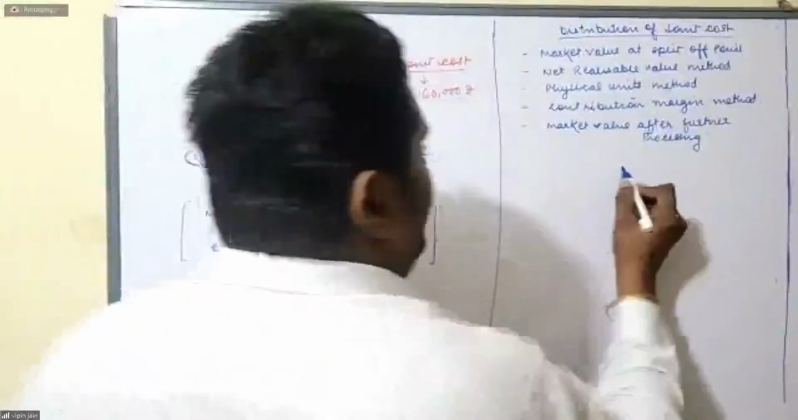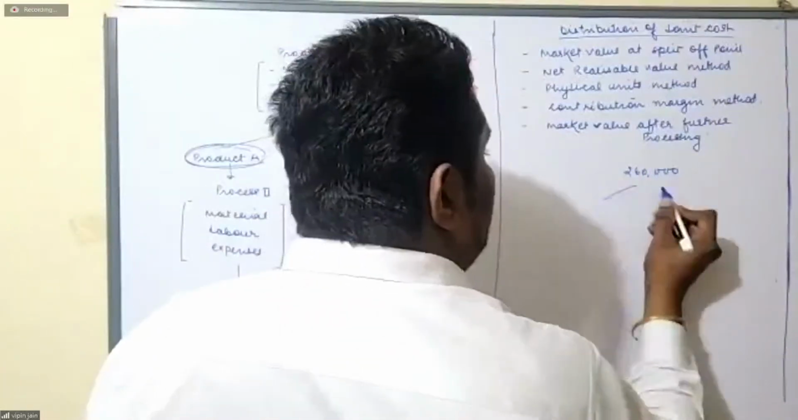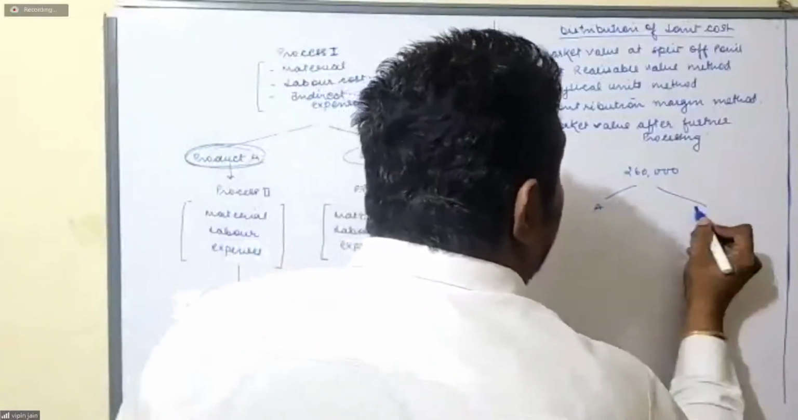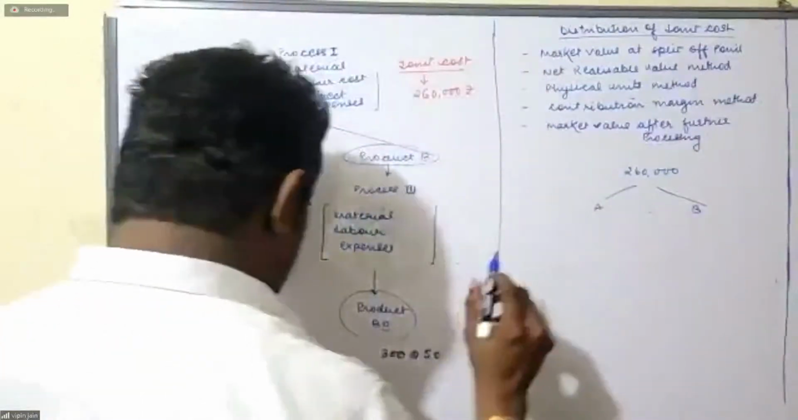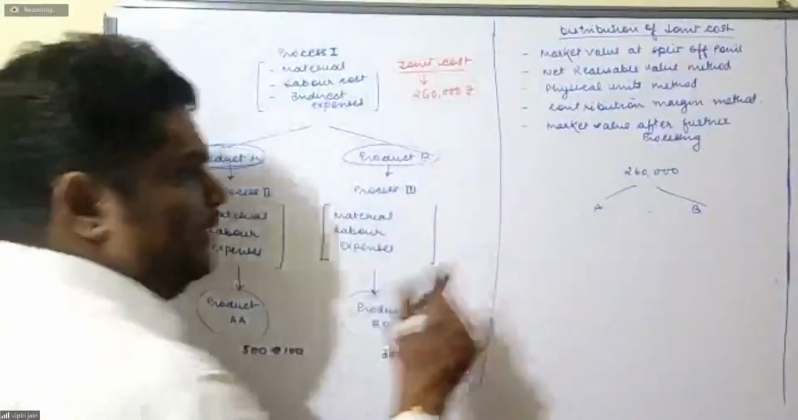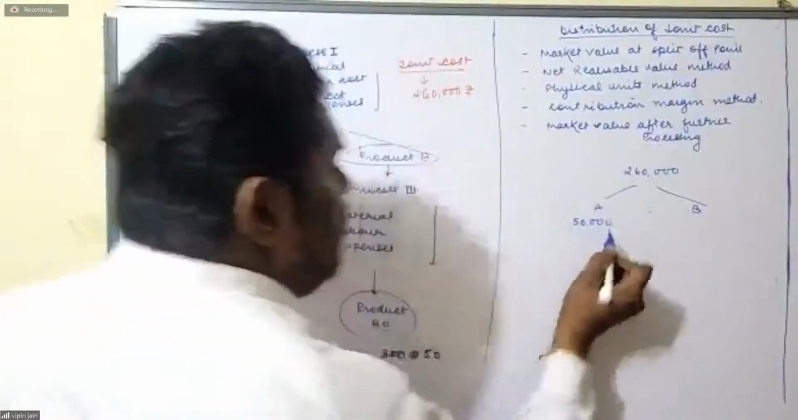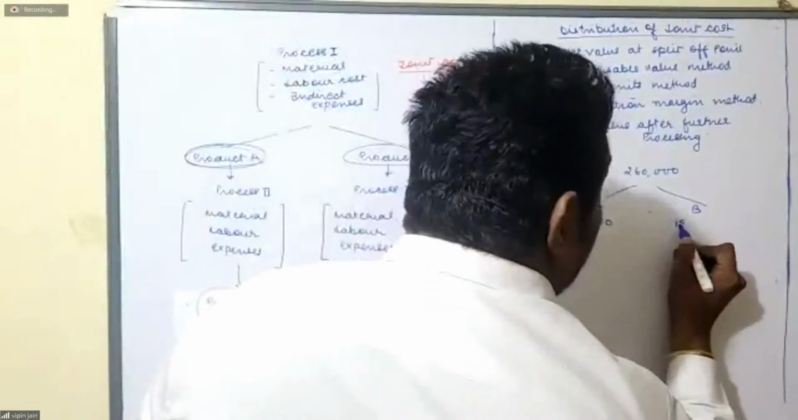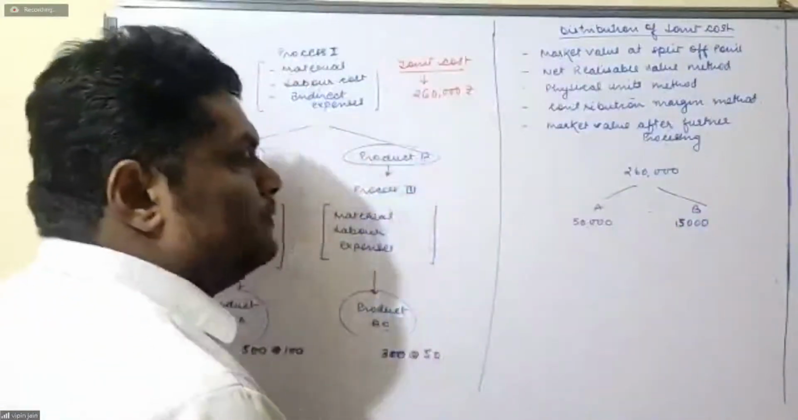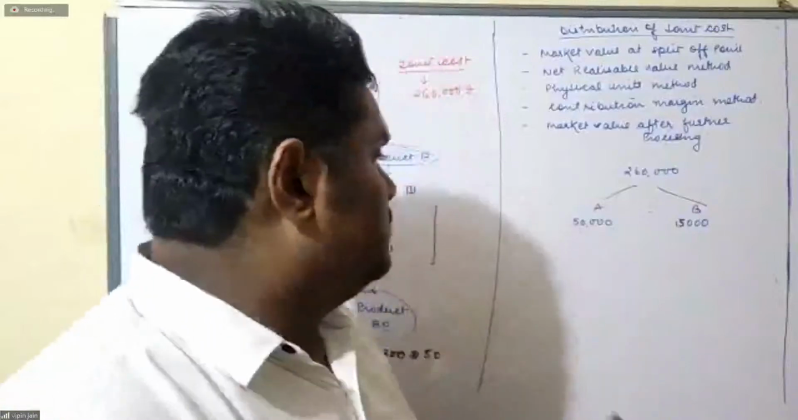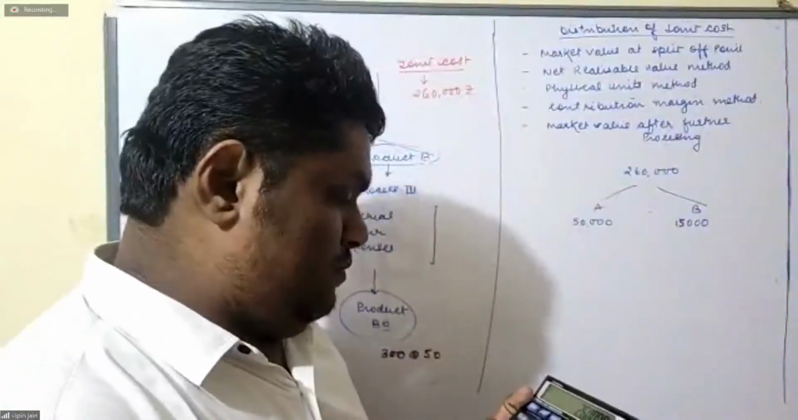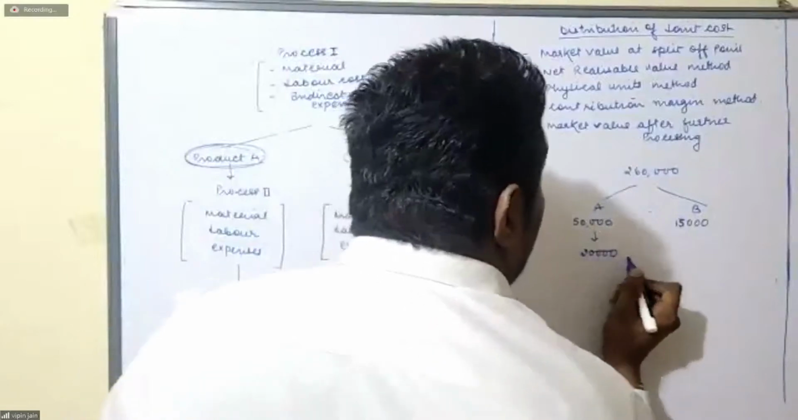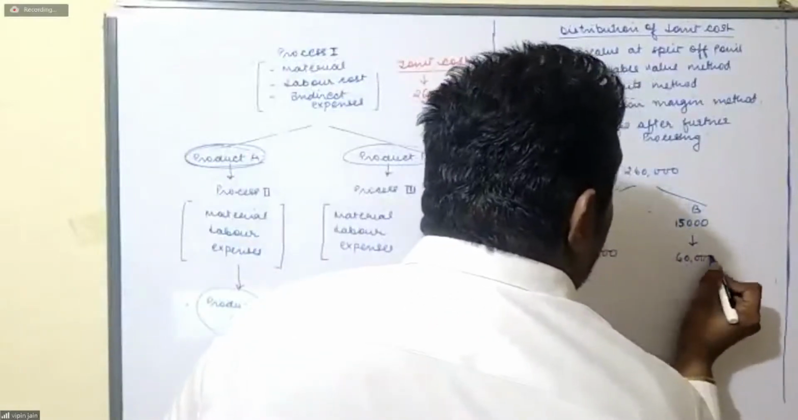So herein, this joint cost of ₹2,60,000 will be distributed among A and B in the ratio of 500 into 100, that is 50,000, and 300 into 50, that is 15,000. So this will be 2 lakh and this will be 60,000.